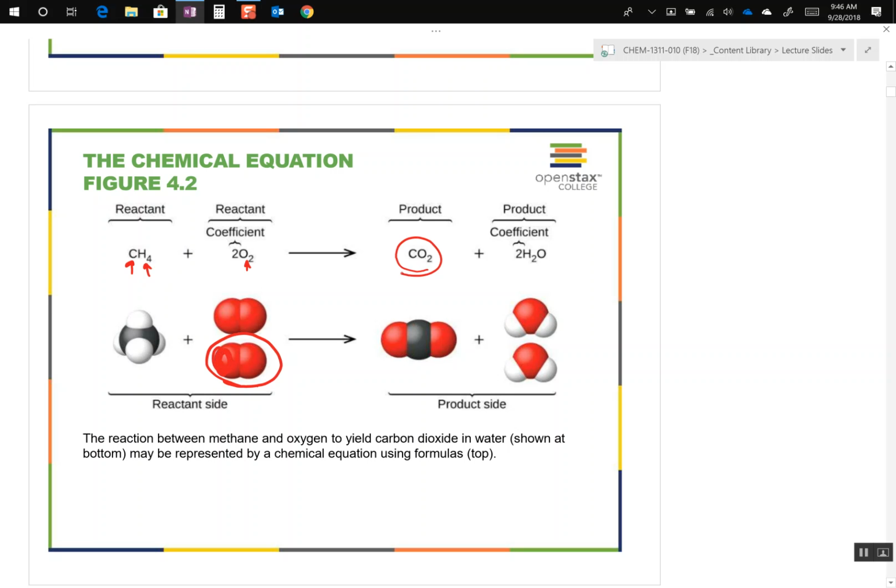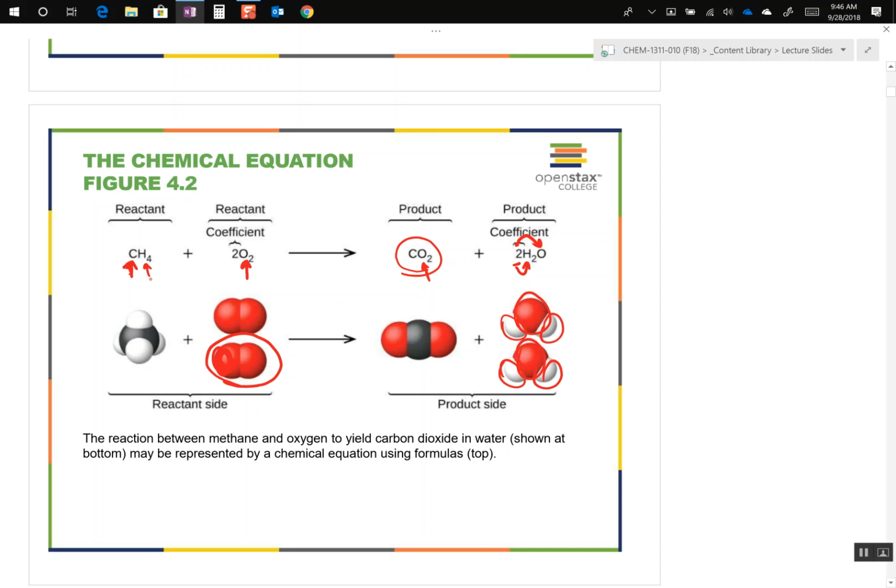That gives me 1 carbon, 2 oxygens. Okay, so that's 2 of the oxygens accounted for. And then over here I have 2 water molecules. So here's the other 2 oxygens. And then I have 1, 2, 3, 4 hydrogens. So those 4 hydrogens are accounted for. 2 of the oxygens are right there. The other 2 are right there. That's 4 oxygens. That accounts for the 4 oxygens over here.